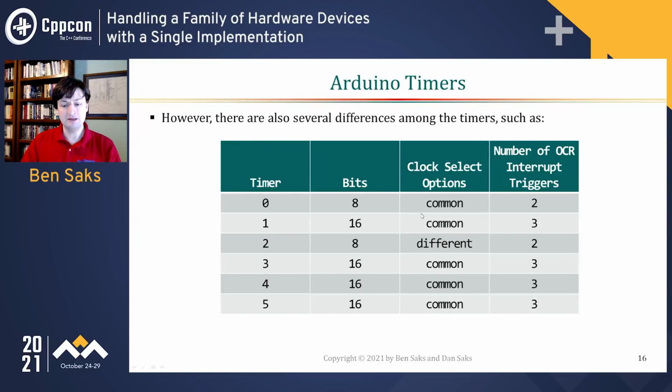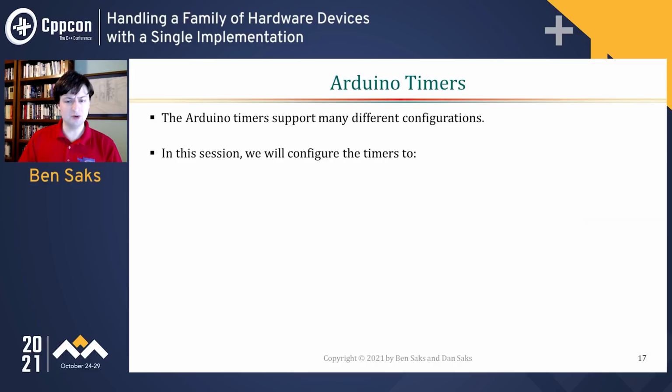But there are also differences that aren't just down to the bit size. Timer 2 uses a different set of clock select options, speed options for counting in the timer than all of the others. So what we're going to try and do in this situation is create a single implementation, a single class template that can cover lots of different variations in the hardware.